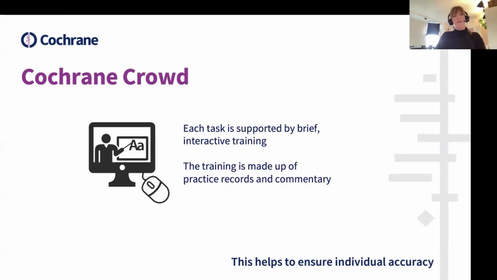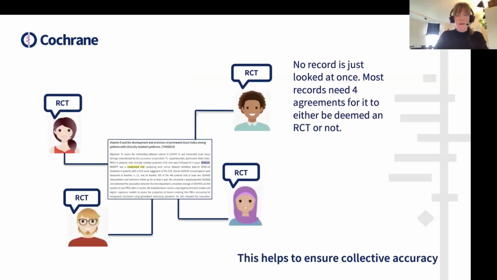So each of the tasks on Cochrane Crowd is supported by brief interactive training. And the training is made up of a series of practice records, usually with commentary, so you can have a go, see if you're on the right lines, and you get some commentary telling you why you were right or where you might have gone wrong. And the idea of the interactive training is to help ensure the accuracy of individuals taking part in those tasks.